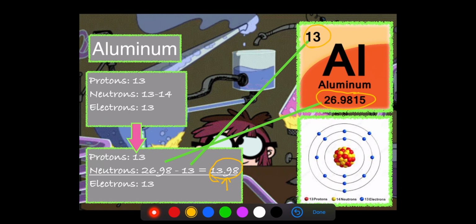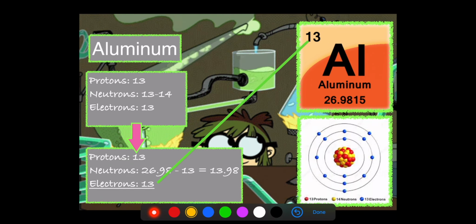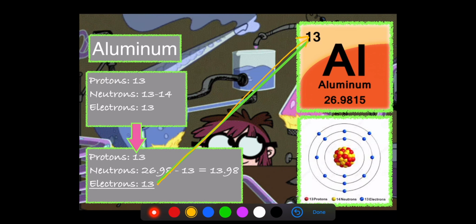Now, if this came out to be, say, 13.4, well, then that would mean that a little less than half, or a little more than half the time, it's 13 and 13, right? So that average can let you know what the predilection is for the element itself, how often it shows up. And again, electrons, just to show you, also that number there. All right, so aluminum, 13 protons, most of the time 14 neutrons, and 13 electrons. And we got all of that from these two numbers right here.